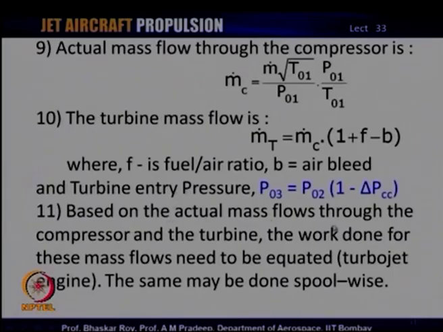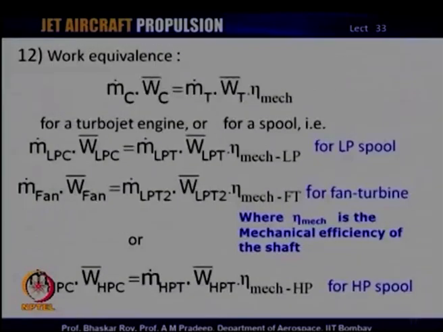Now, based on the actual mass flows through the compressor and turbine, we can do the work balance, equating the work done for these mass flows. That is a work balance we need to do for every engine, and it may also need to be done spool wise if we have multi-spool engines. To begin with, we get a work equivalence: on the left hand side you have the compressor work, and on the right hand side the turbine work, together with the mechanical efficiency of the shaft connecting the turbine and the compressor.